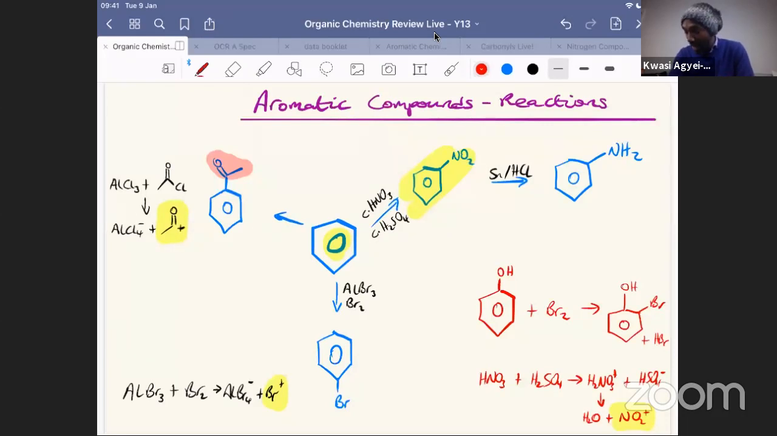Okay, so contrast that with what happens when benzene reacts with any of the other electrophilic species. It's a lot less reactive than phenol. The other thing to note about phenol is that it is weakly acidic, so it will react with an alkali to form a salt. Okay, so let's look at the mechanism of the electrophilic substitution of benzene then.